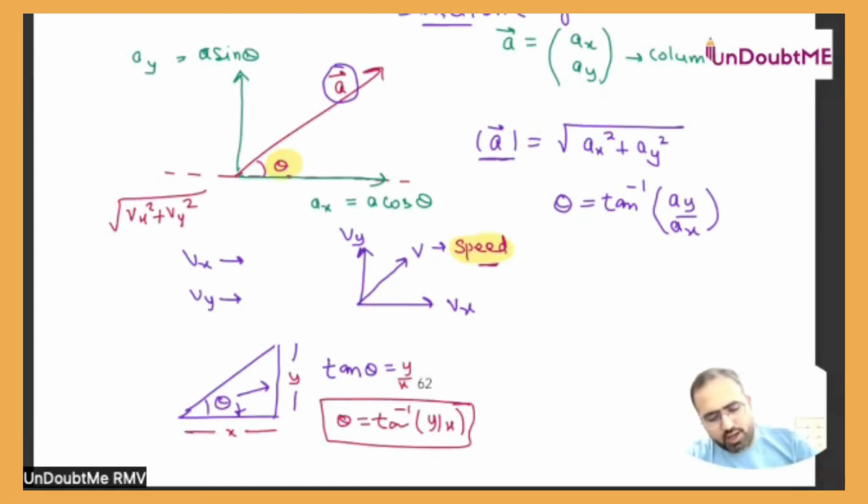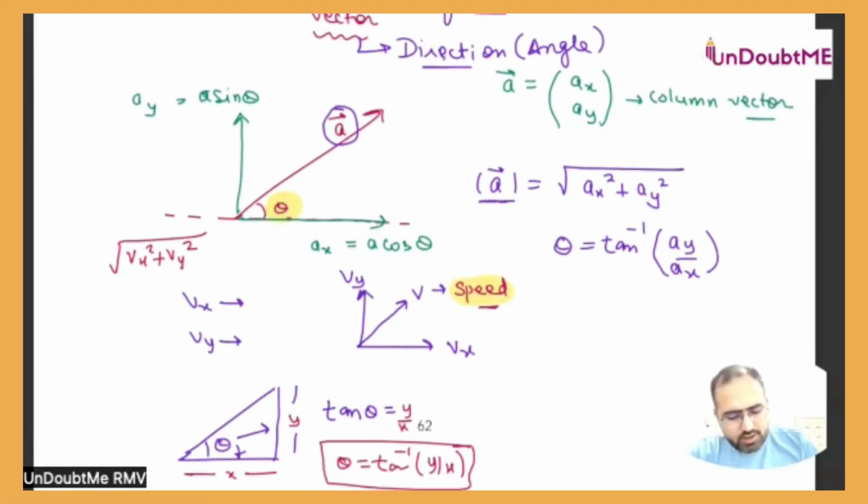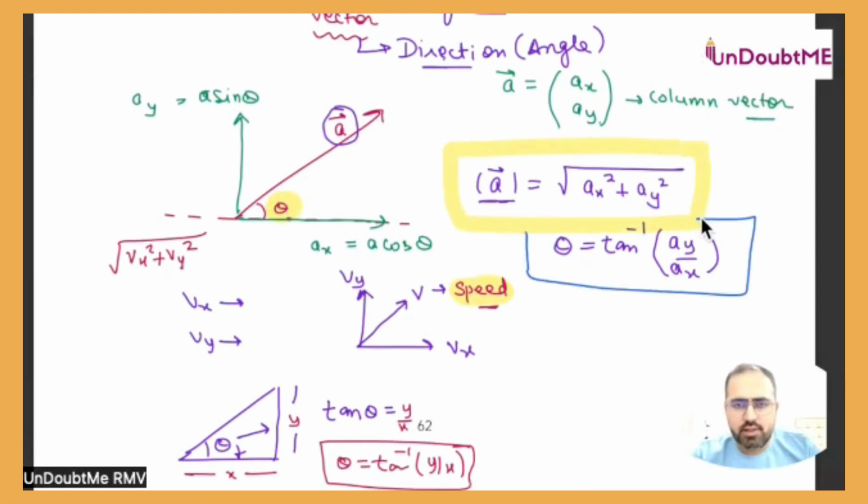Whenever for a vector, we have to find, if they say magnitude, then magnitude will be found using this formula, and when they say direction, then it will be found using this formula. These are the two essential things which you should always know about a vector.